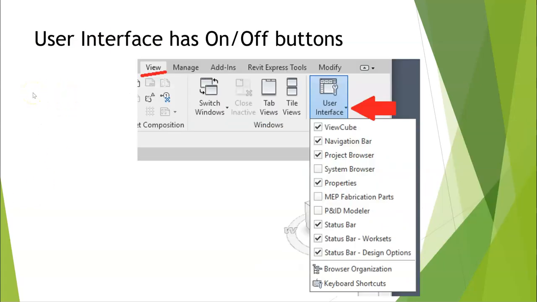An important button to find all the way at the right hand of your screen is called the user interface button. And you have to make sure that these buttons are clicked in when you need them to be. If you're missing the system browser or the project browser, here's where you would come to turn it on to have it show up again. So please take a little time to find the user interface button. It's on the View tab.